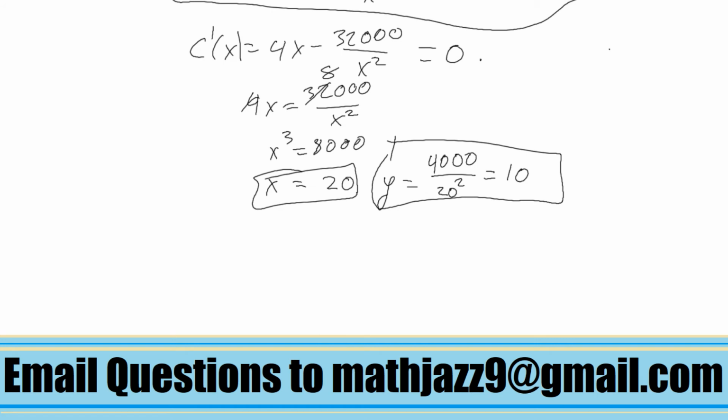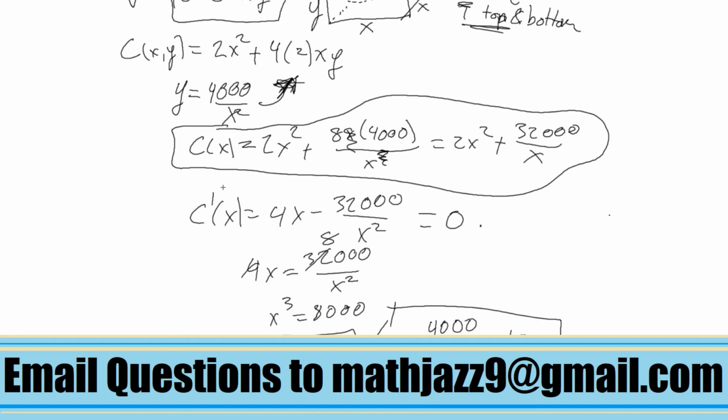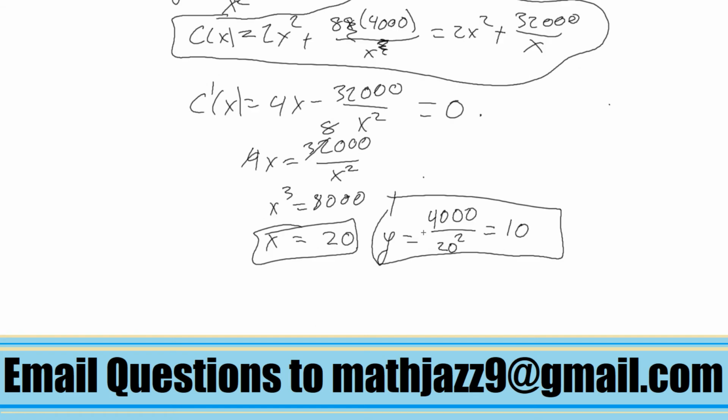Okay, so we didn't prove that this is the minimum cost. We know this is a critical value, but we didn't prove it's a minimum. How do we prove it's a minimum? Well, there are 2 ways. The first derivative test or the second derivative test. We're going to use the second derivative test, just because this derivative that we have here, c prime, looks really easy to take a second derivative of.